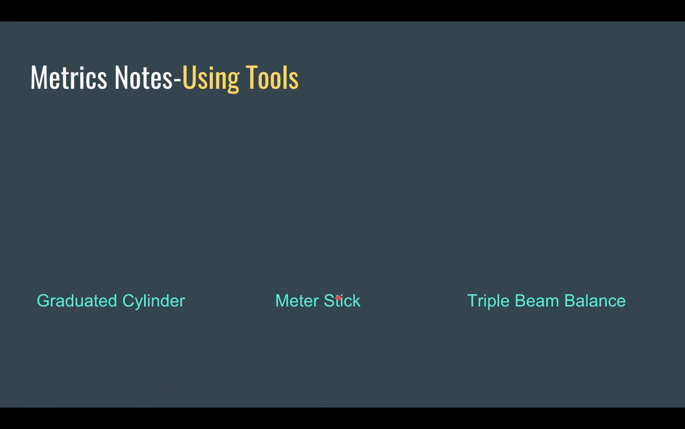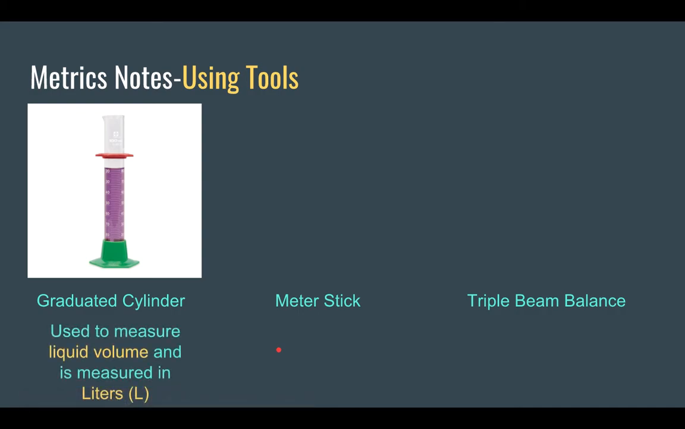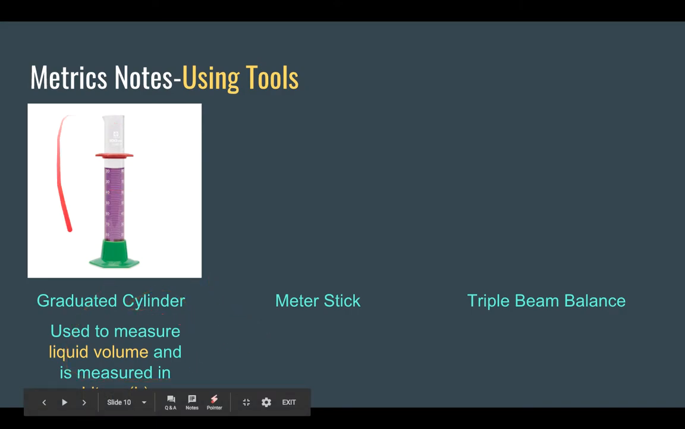Tools. There are 3 tools we're going to be using in science class. We've got the graduated cylinder. It's used to measure liquid volume, and it's measured in liters. Please write this down and either add in a picture from the internet of a graduated cylinder or draw one.